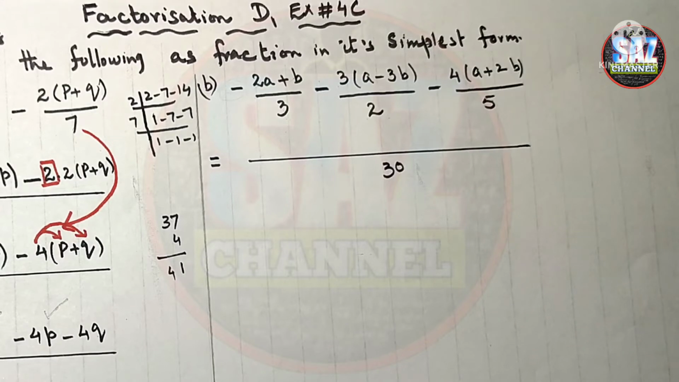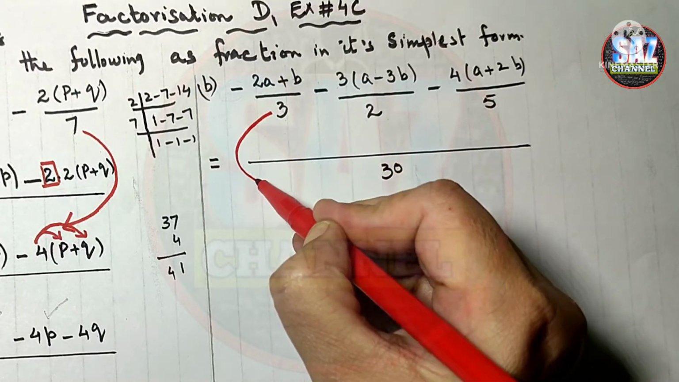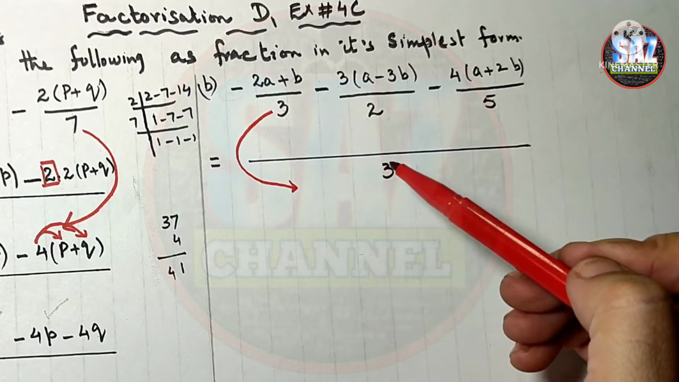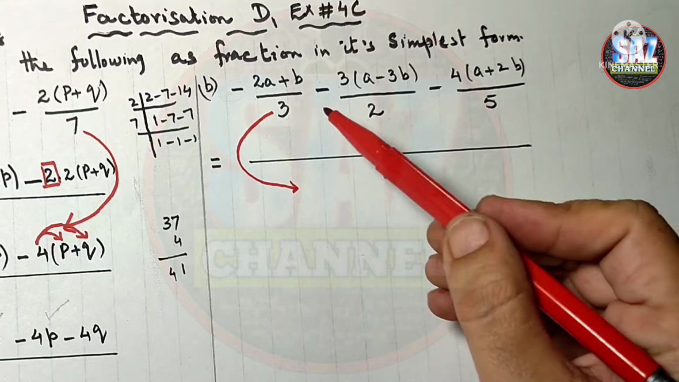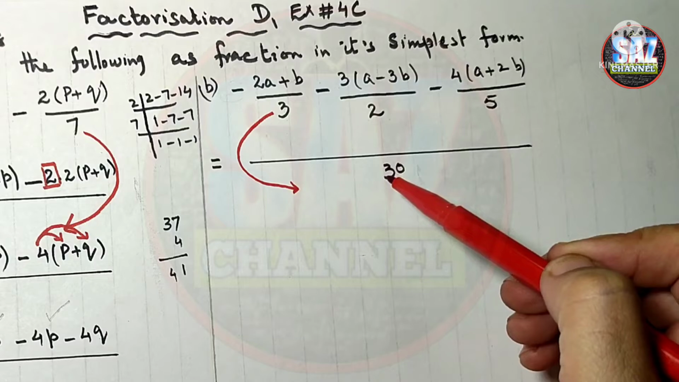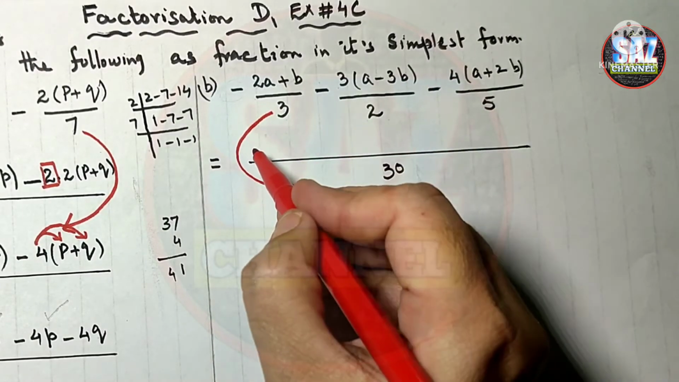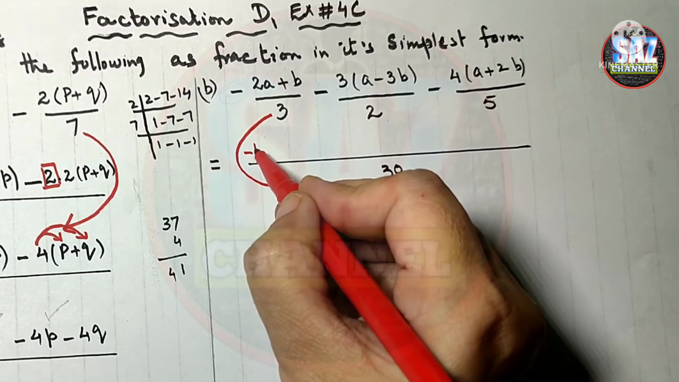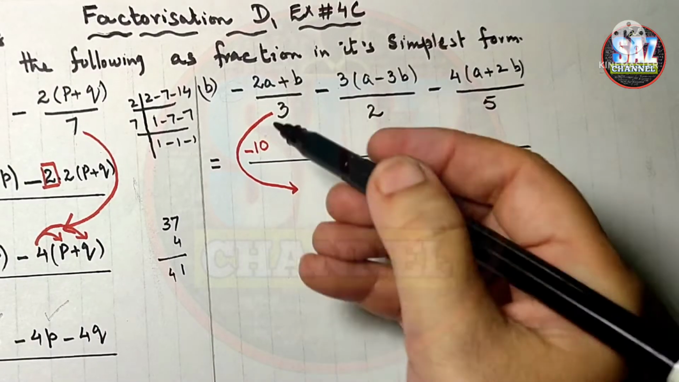After writing the LCM, recall that we have to go back to each fraction one by one and see what the denominator of that fraction is and what the LCM is. Denominator is 3, but LCM is 30. So this fraction is deficient of what? What should I multiply by 3 to get 30? 3 ten times is 30. So I have to multiply the numerator by 10, and this minus was already in the question.